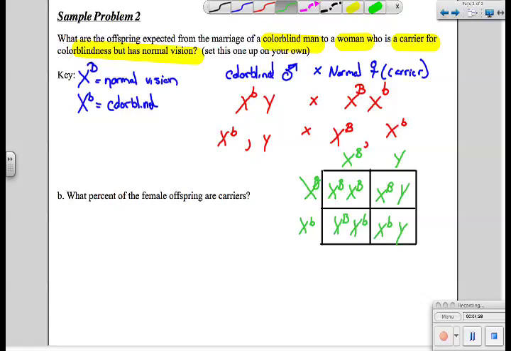Now let's take a look at what these children actually look like. So I have two females in this scenario. Recall that the chance of having a boy or girl is 50-50. So I have a female here and here. This female is homozygous for the dominant trait, meaning that she has normal vision and she is not a carrier. This female, XX, has normal vision because she has at least one copy of the dominant trait for normal vision, but because she has this little b as the second allele, it means that she is a carrier for color blindness.